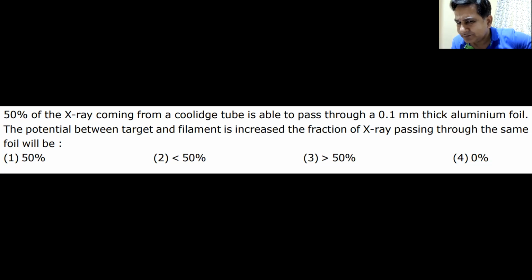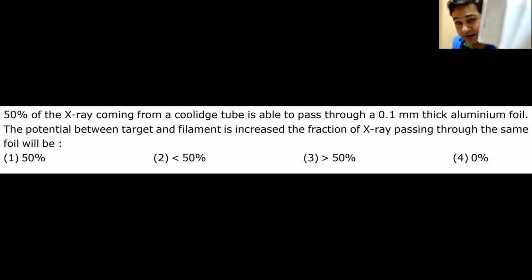Do we understand this? Yes or no? No, sir. Percentage, sir. Think about the percentage, not the number. If 50 X-rays are falling here and they are unable to pass, if I increase the number of X-rays, the number will increase, but the percentage will not increase. If 100 X-rays were starting and 50 were able to pass, if I make that 200, now only 100 will pass. Yes or no?